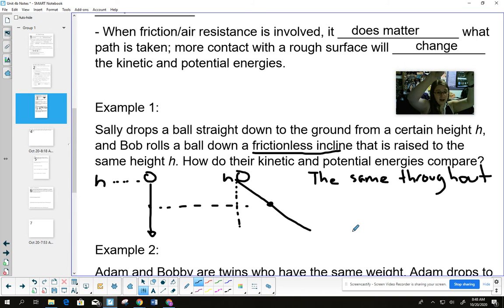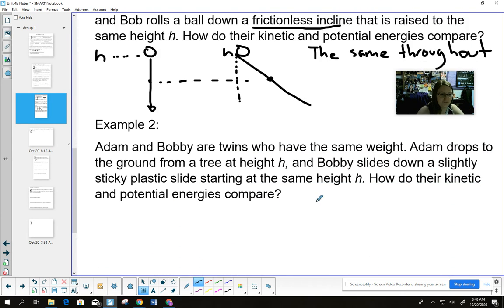They start at the same height. They drop, and at any of the same heights throughout, we're going to have the same kinetic and potential energies.